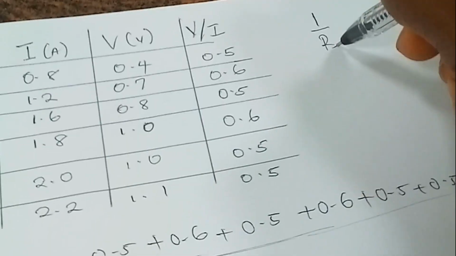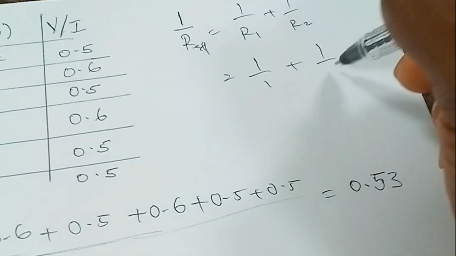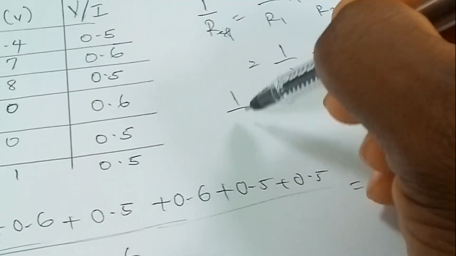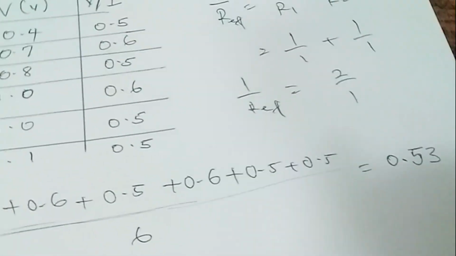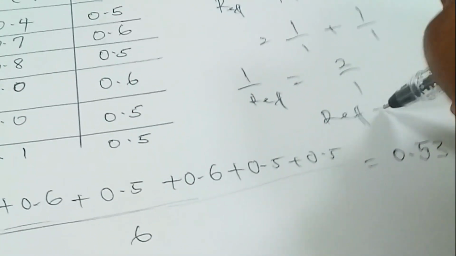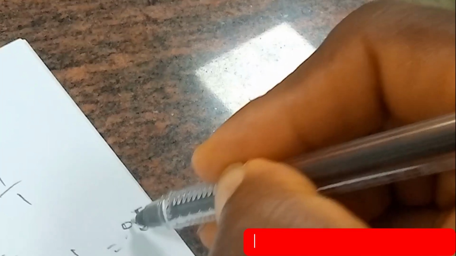Now if we are to work this using the normal theory for calculating effective resistance, we have that 1 over REFF equals 1 over R1 plus 1 over R2, and we know that R1 and R2 are equal to 1 ohm. So we have 1 over 1 plus 1 over 1. So 1 over REFF will give us 2 over 1, so that our effective resistance is going to be 1 over 2, which is 0.5.